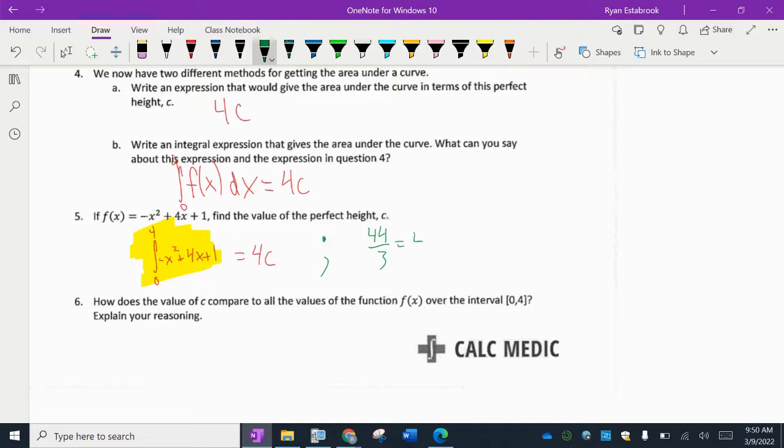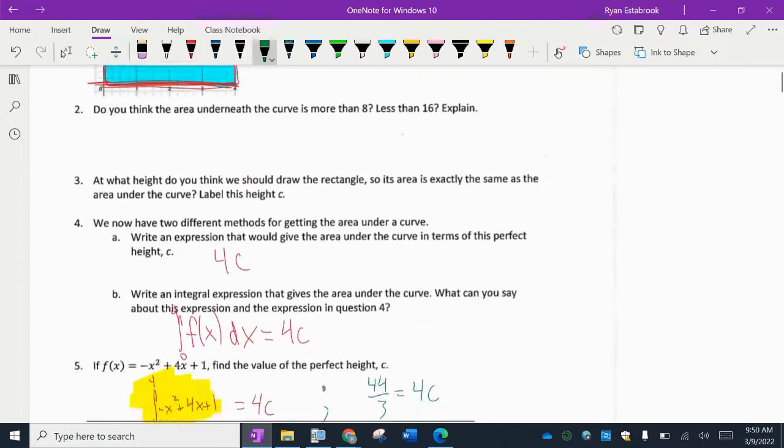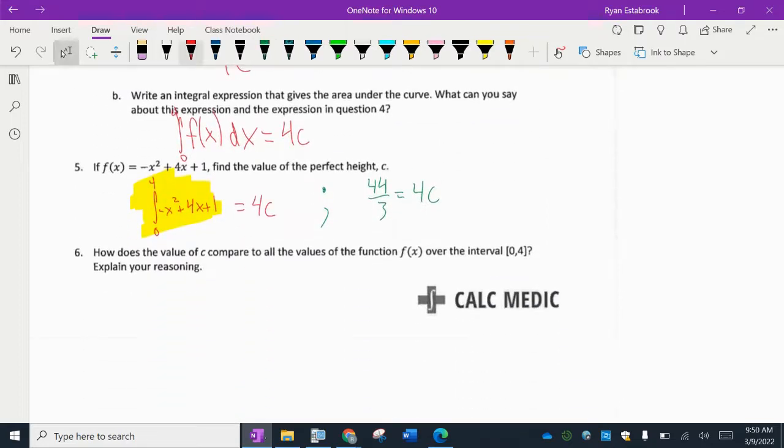Remember, we set that equal to 4c. 4c represented the area of this rectangle. We wanted the area of this rectangle to be equal to the area under that curve. So if we set those equal to each other and now solve for c, divide both sides by 4, c is 11 over 3. If you actually divided 11 over 3, what does that come out to? So 3.6 repeating, 3 2/3.